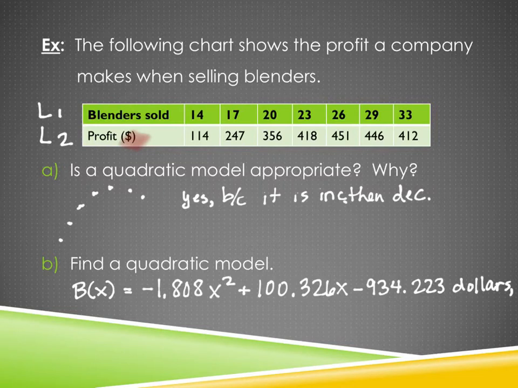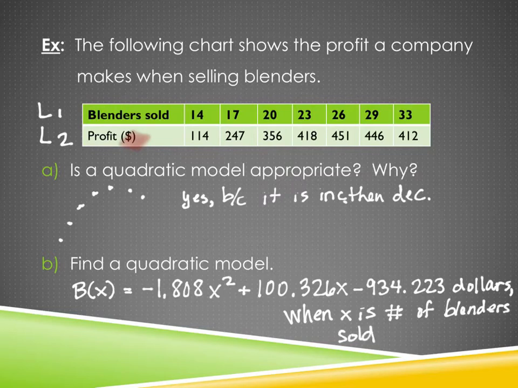After the output, what do we put? The input. So what is the input here? Blenders sold. So we say when X is the number of blenders sold, because you're defining what the variable does. That is not a hashtag, that is a pound sign. Just reminding. Yep, that's our next step.